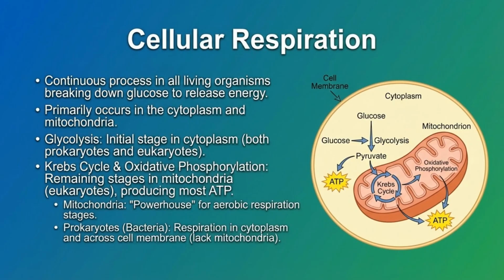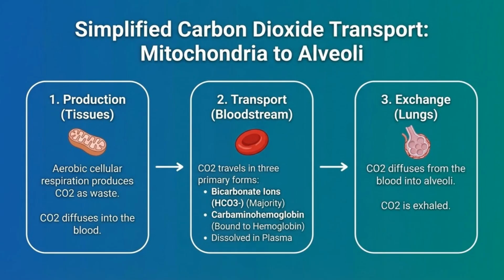It primarily occurs in the cytoplasm and mitochondria, with stages like glycolysis, the Krebs cycle, and oxidative phosphorylation producing ATP. Carbon dioxide transport involves 3 steps: production in tissues, transport in the bloodstream as bicarbonate ions, carbaminohemoglobin and dissolved in plasma, and finally exchange in the lungs where CO2 is exhaled.